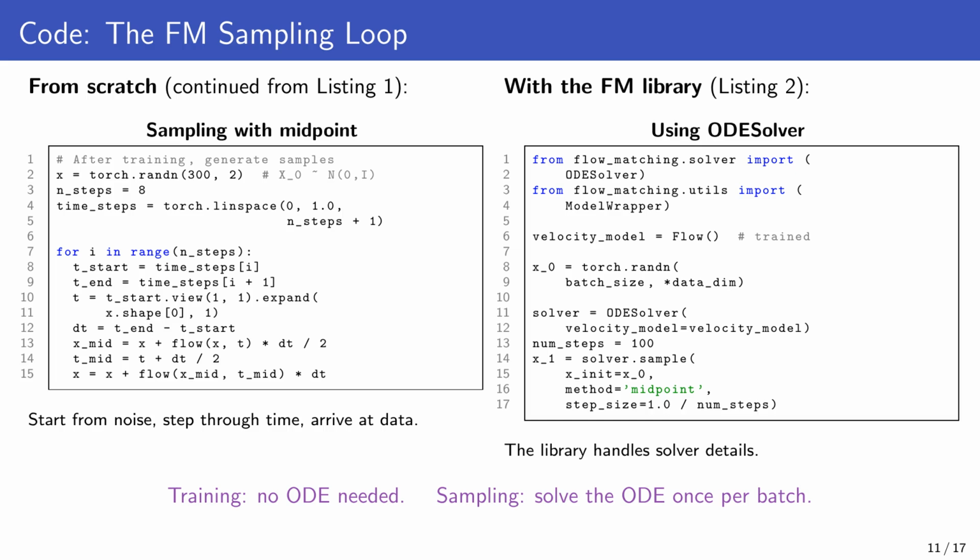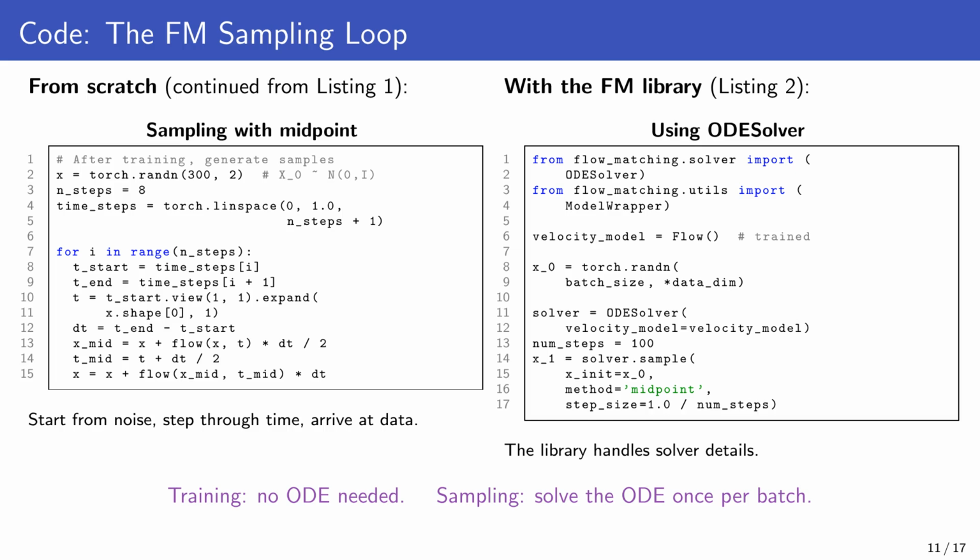Then we loop through the time steps, and at each step we apply the midpoint method. Evaluate the velocity at the current position, take a half step, evaluate the velocity again at the midpoint, then take the full step using the midpoint velocity. After 8 steps, our noise points have been transported to approximate samples from the data distribution.